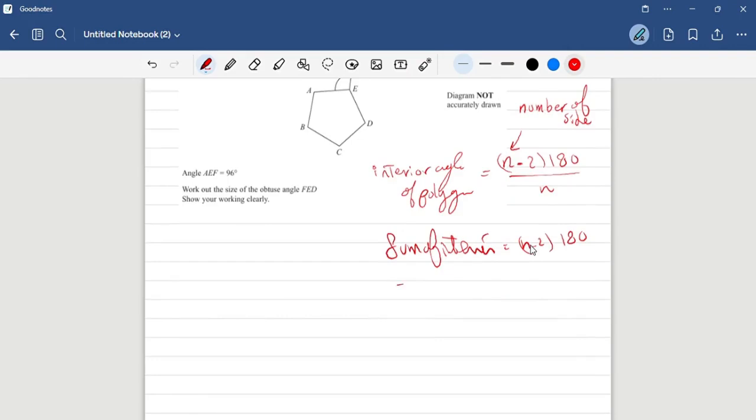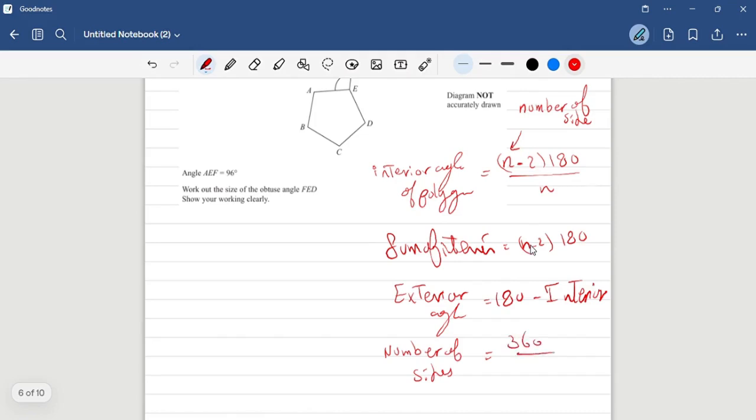If we need to know the meaning of the exterior angle, it equals 180 minus the interior angle. I will write all the rules related to polygons, by the way. If we need to calculate the number of sides, how can I figure it out? First, I need to know the measure of the exterior angle. I cannot figure out the number of sides without knowing the exterior angle. So it will be 360 divided by the measure of one exterior angle. And to figure out the measure of one exterior angle, I have to figure out the measure of the interior angle, then subtract it from 180. Do you understand it?